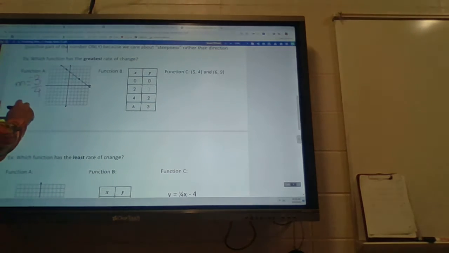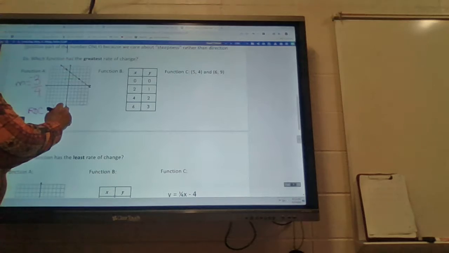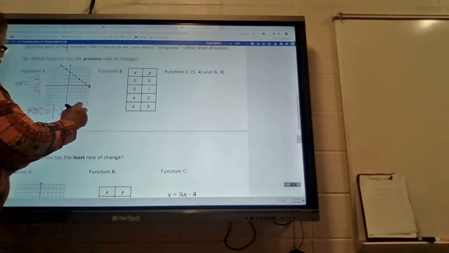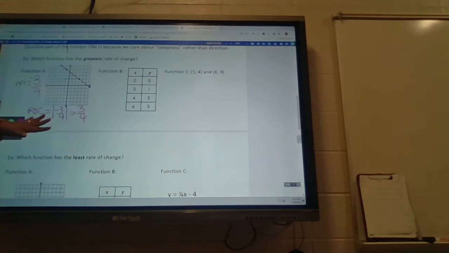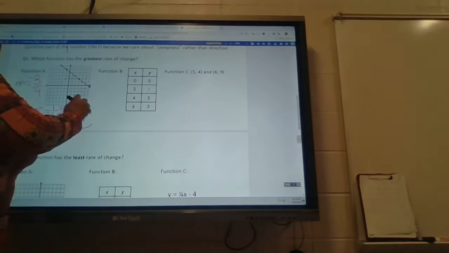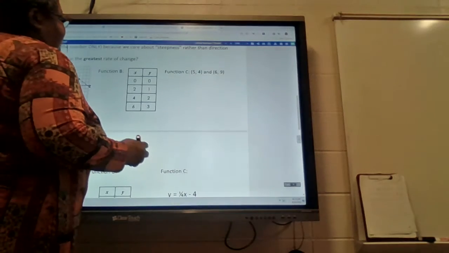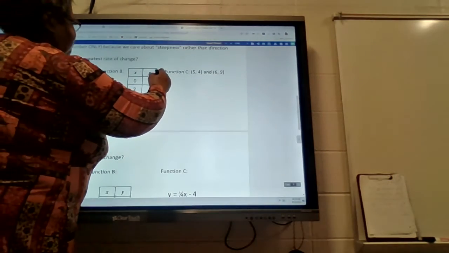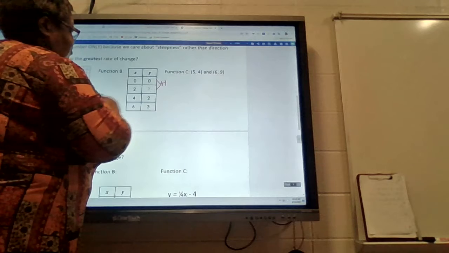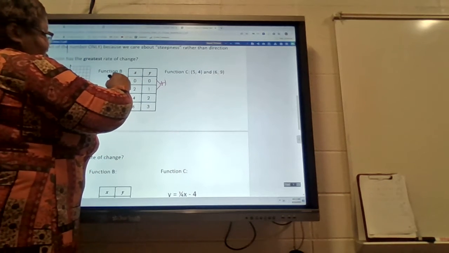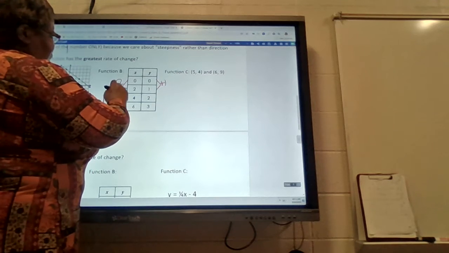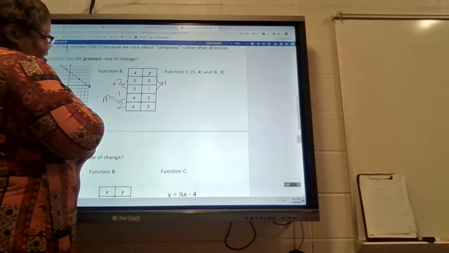But when we are comparing rate of change, we're going to use the absolute value. So we just want the number. We don't care about the negative in this case. So this is what we're going to be comparing to this. So here's function B. So I'm going +1 here and plus what here? +2. So remember the y goes over the x.